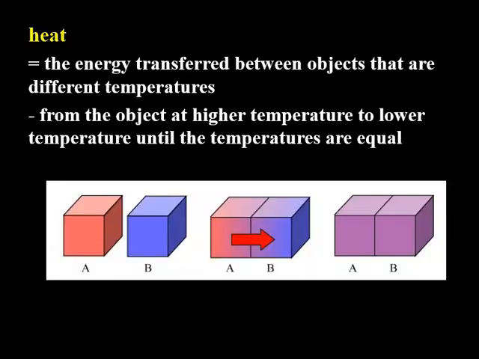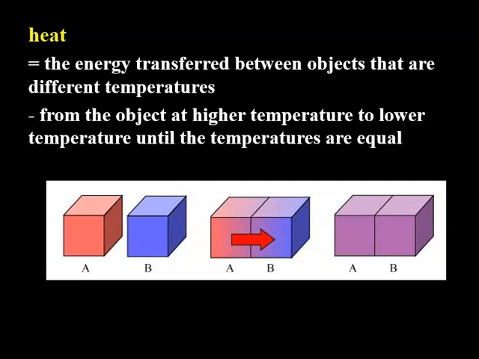We've defined temperature as the average kinetic energy of particles in an object. Thermal energy is the total kinetic energy of the particles in an object, but let's now define heat. Heat is the energy transferred between objects at different temperatures. So heat is not the same as thermal energy, and it is not the same as temperature. Heat, energy transferred, it always goes from the object at a higher temperature to the object at a lower temperature until the temperatures are equal.